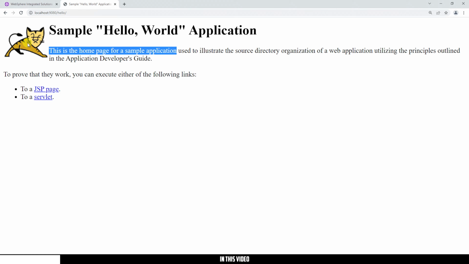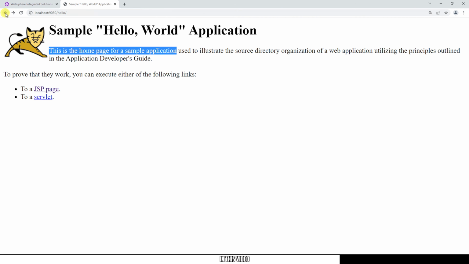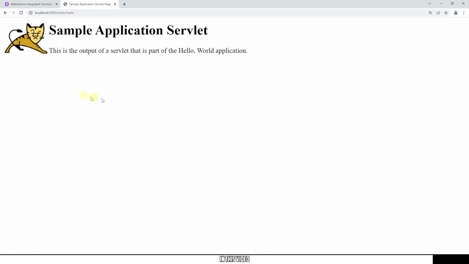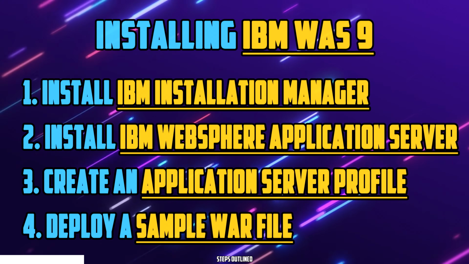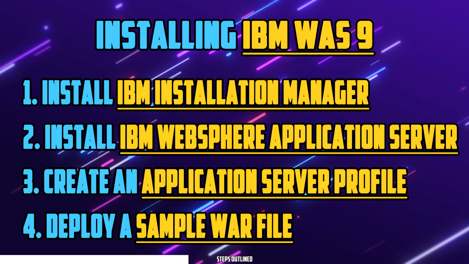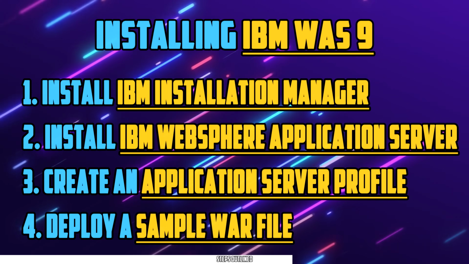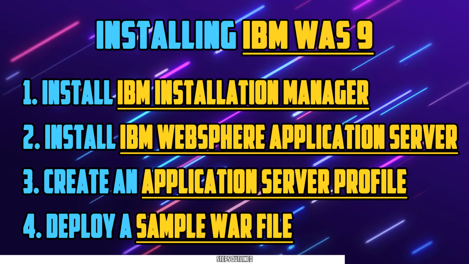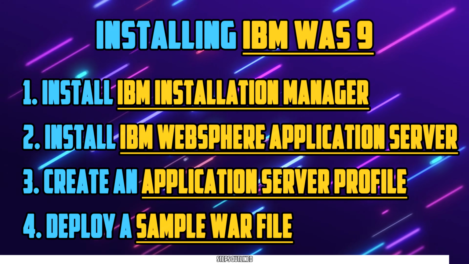By the end of this video, you will learn how to deploy a web application archive or WAR file using Websphere Application Server 9.0. This video contains 4 steps. Step 1 is to install the IBM Installation Manager. Step 2 is to install the IBM Web Application Server using the Installation Manager. Step 3 is to create an application server profile inside the Web Application Server. And the final step is to deploy the WAR file into the application server profile.